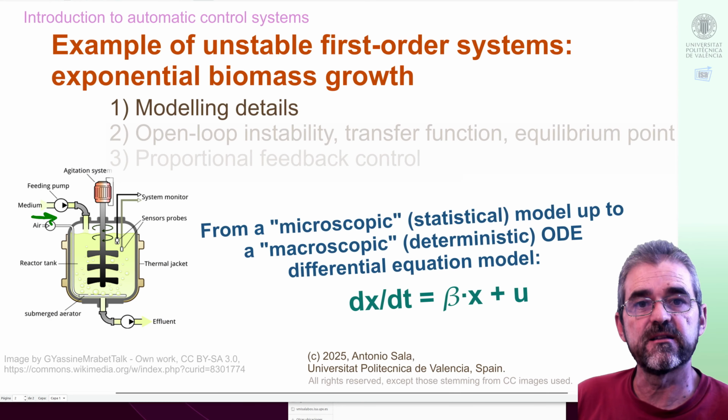I'm Antonio Sala, and in this video we are going to present the modeling of a bioreactor as an example of a first-order unstable system.